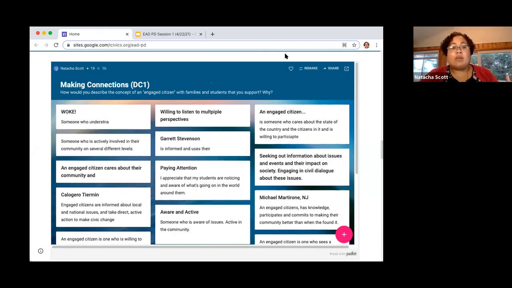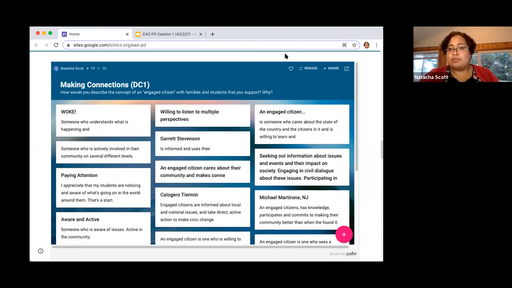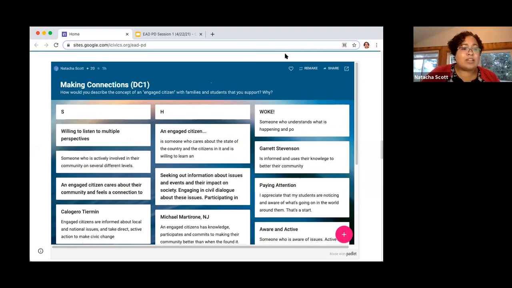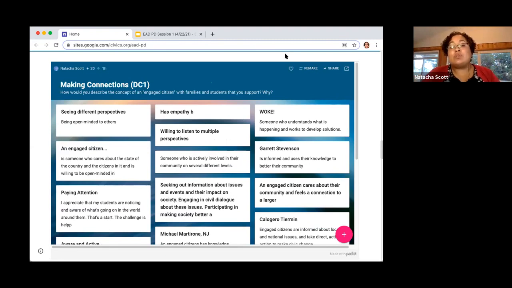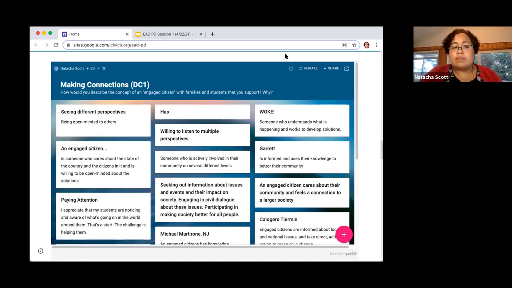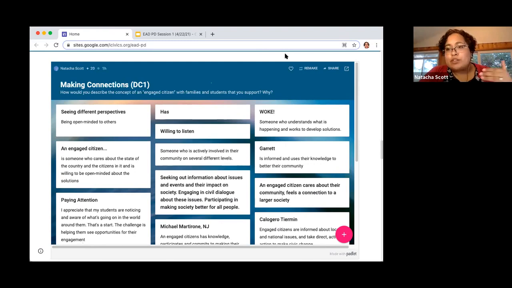We see the thread in terms of engagement, not just of "Did you go and vote?" but "Are you informed?" Okay. We see information in terms of caring about community. Okay. Not just their local community, but their community at different levels. Okay. Thinking about solutions. Okay. I see a point here, engaging in civil dialogue about these issues. Okay. That willingness to have conversations, that willingness to have that civil disagreement.